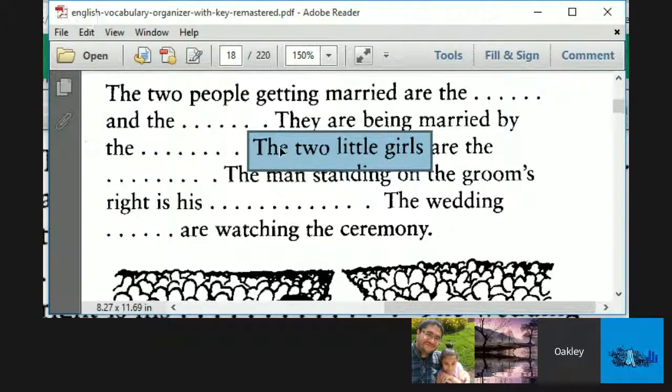Continuing. Mustafa. The two little girls are the blank?